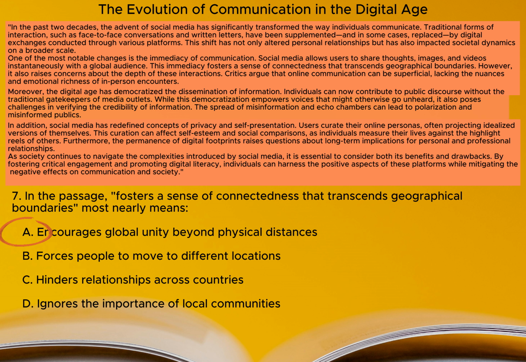Why aren't the other interpretations suitable? Forces people to move to different locations isn't implied. Hinders relationships across countries is the opposite of what's stated. Ignores the importance of local communities isn't discussed in this context. A good strategy is to rephrase the sentence in your own words to understand its meaning better.